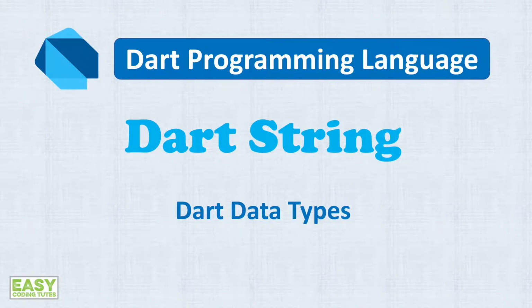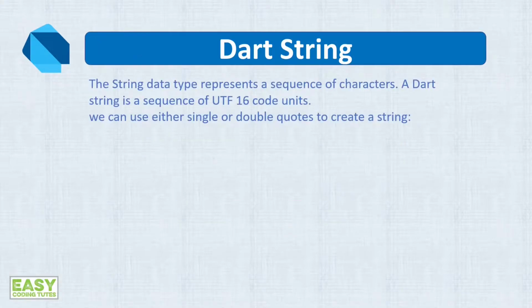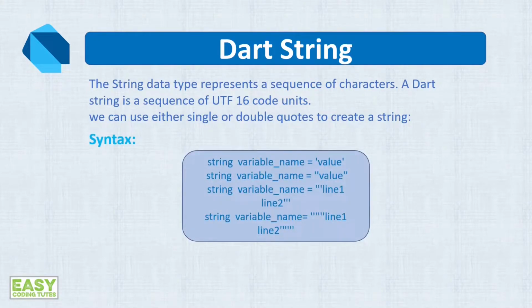In this tutorial, we are going to learn Dart string in detail. Let's get started. The string data type represents a sequence of characters. A Dart string is a sequence of UTF-16 code units. We can use either single or double quotes to create a string. Here we have a syntax for the same.